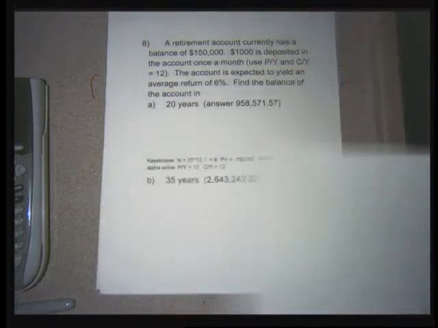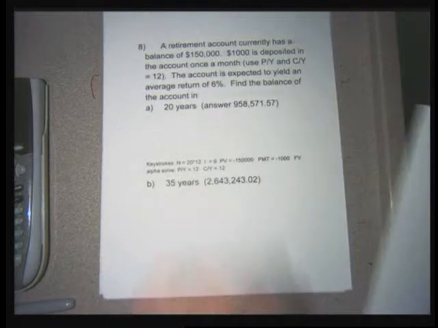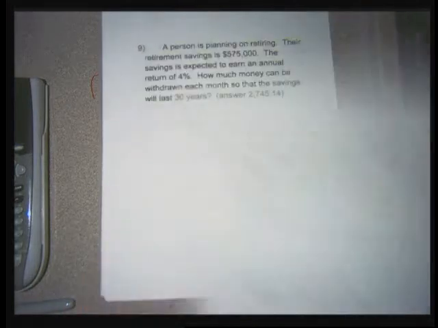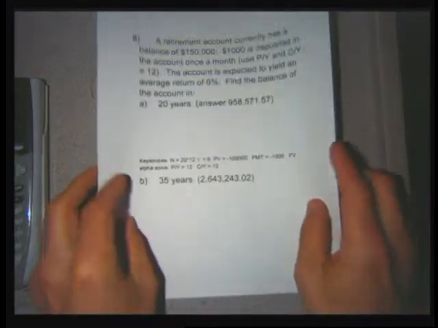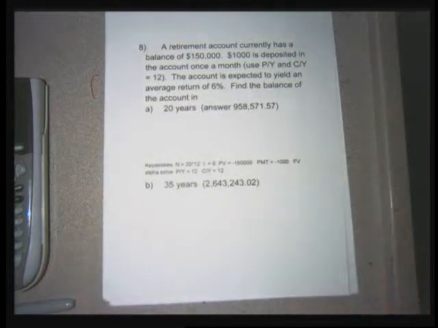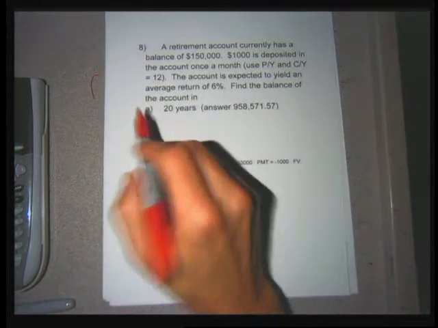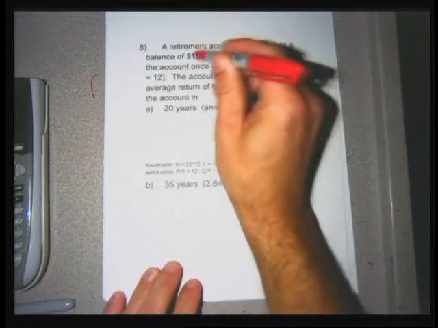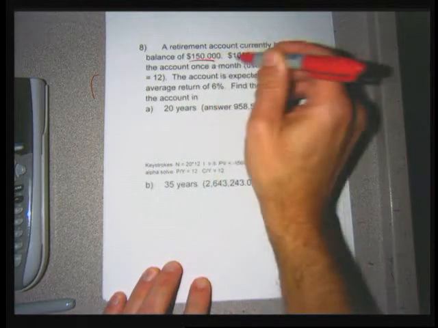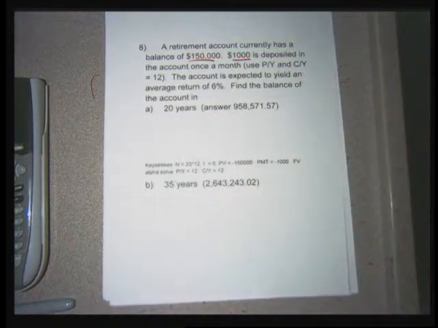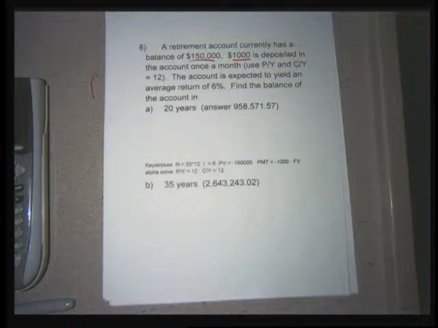So I'm going to do 8, and maybe I'll just do 8a because 8 is so much like 6. In fact, there's really not any difference. It's just different numbers to get you exposed to different numbers. So for every problem, I read through the problem and see what I'm given. I'm given that a savings account already has $150,000 in it.